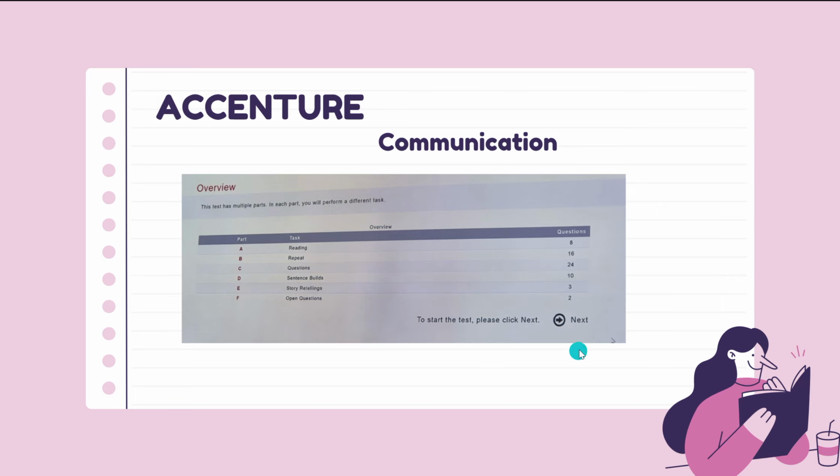If you are ready for the exam, you should click on next. Okay, if you are ready to start the exam, please click next. Then you will get the reading section.